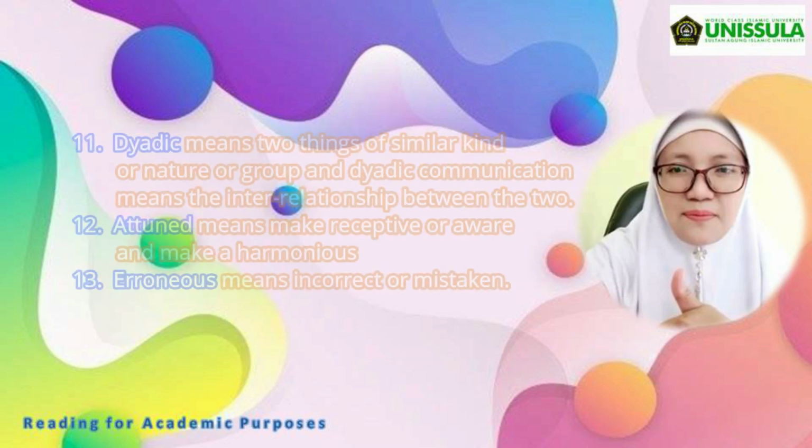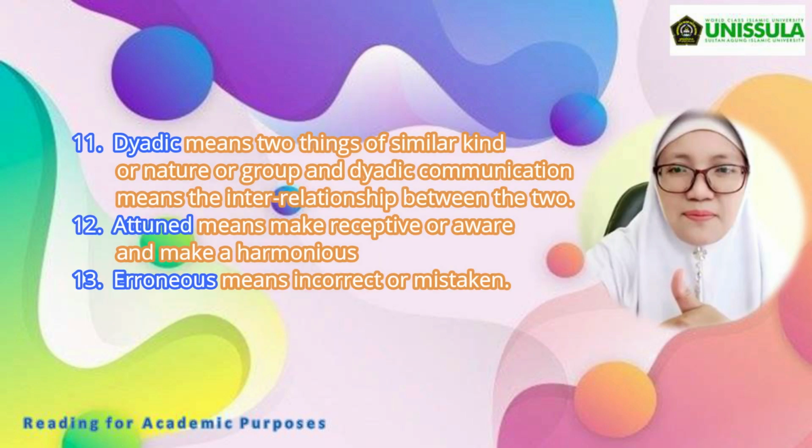Number 11, didactic, means two things of a similar kind or a nature or a group. For example, a dialectic communication means the interrelationship between the two. Number 12, attune. Attune means make receptive or aware and make harmonious. Number 13, the last, erroneous means incorrect or mistaken.